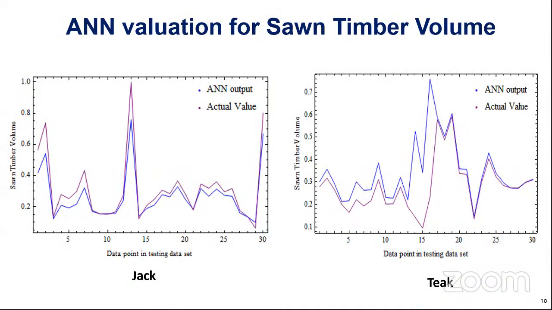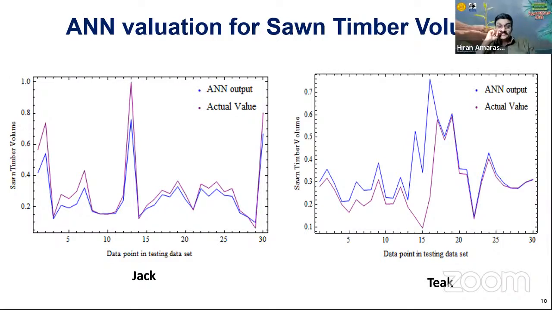Network valuation for sawn timber volume for jack and teak logs are shown in this figure. Here, blue and purple colors correspond to network output and actual values respectively. Here, we can see that network output is very close to the actual values. Therefore, the network was able to calculate sawn timber volume more accurately.